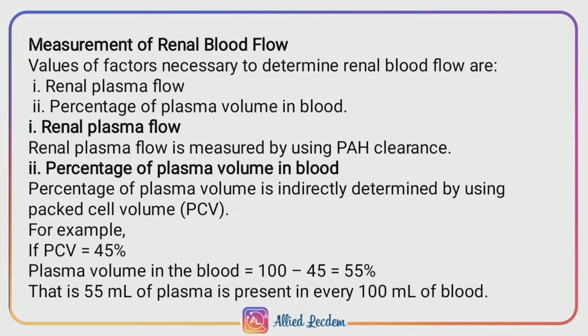Measurement of renal blood flow. Values of factors necessary to determine renal blood flow are renal plasma flow and percentage of plasma volume in blood. Renal plasma flow is measured by using PAH clearance. Percentage of plasma volume is indirectly determined by using packed cell volume. For example, if packed cell volume is equal to 45%, plasma volume in blood is equal to 100 minus 45, equal to 55%. That is, 55 ml of plasma is present in every 100 ml of blood.